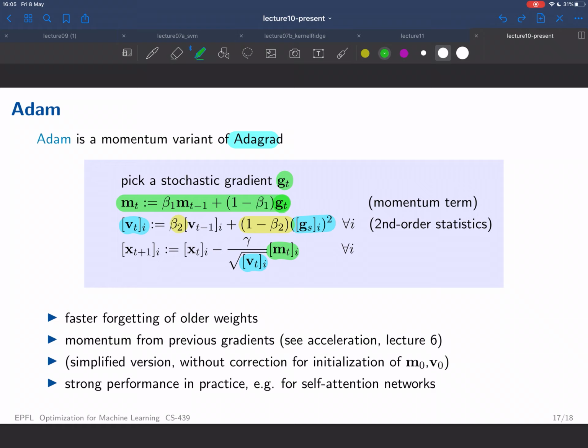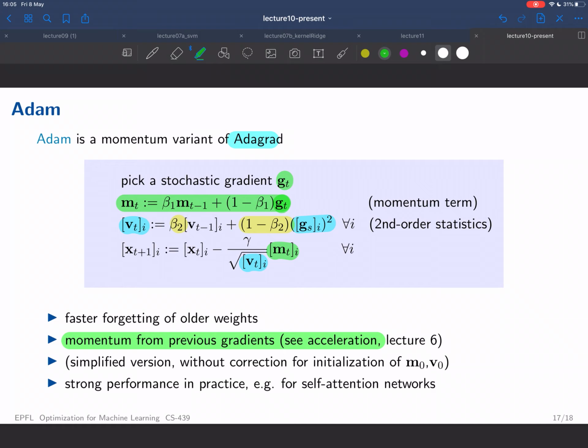So momentum, we discussed this when we did acceleration. You had this in lecture 6. That was actually for full gradient methods, where we saw that it's an excellent idea to not completely forget the old gradients, but to keep moving a bit into their direction. So to accumulate the sum of the old gradients and keep pushing a bit into that direction as well. And that's exactly what we are also doing here.